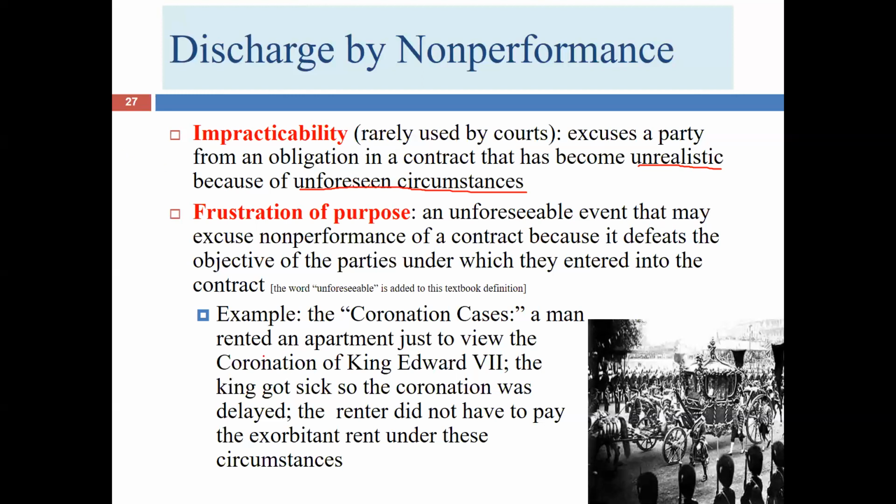And the court in England said, no, the renter of the rooms did not have to pay those exorbitant rents, because the purpose of this whole arrangement was frustrated. These people didn't rent these rooms because they wanted a hotel room. They rented these rooms only so they could see the coronation of the king. And it was certainly unforeseeable. Who would have thought a relatively young man would become ill right before he becomes crowned? And again, the issue is, does it defeat the objective of the parties? So again, this is what frustration of purpose is. But don't hang your hat on this. As I say, this is a rare theory to win on.